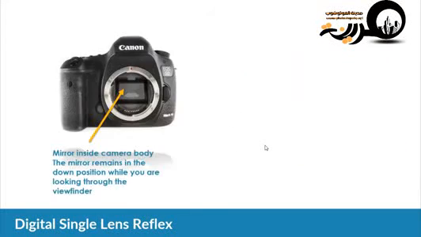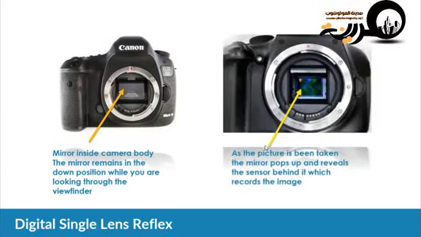So with our DSLRs, here's just a view of the mirror. If you ever take off the lens, you'll be able to have a look at the mirror in the camera. When we press the shutter button or exposure button, the mirror opens up, just to give you a front view, and we can see our camera's sensor. And this is where the image begins to form. So that's a very brief way of how our DSLR cameras work.